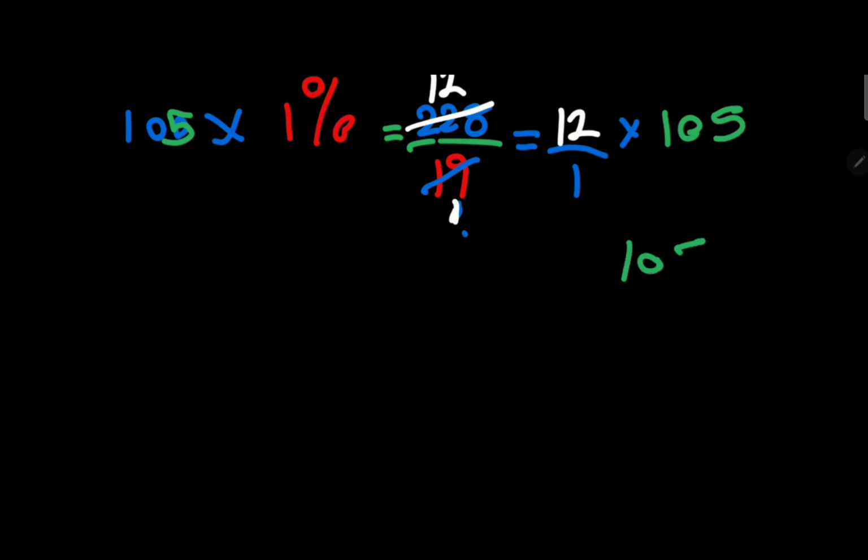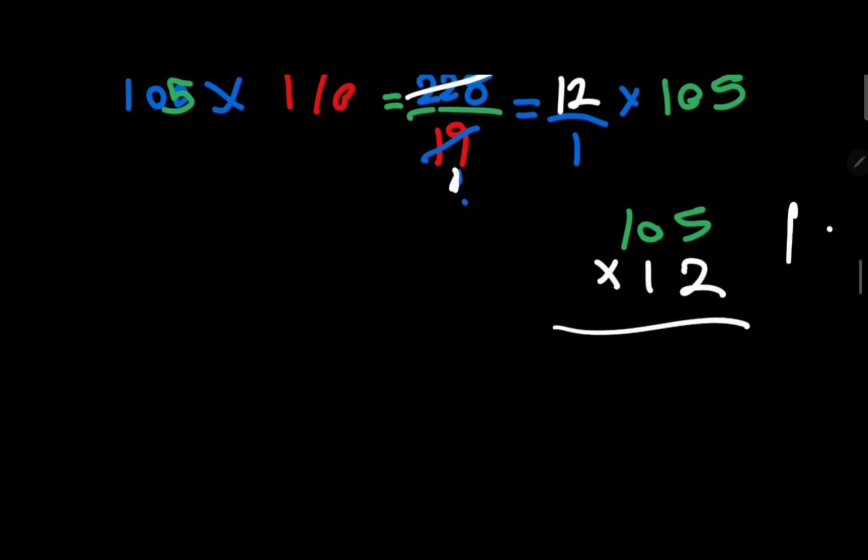So it'll be 105 multiplied by 12. 2 times 5, that's 10. 2 times 0 is 0, and 2 times 1 is 2. Okay, 0 for the placeholder now.